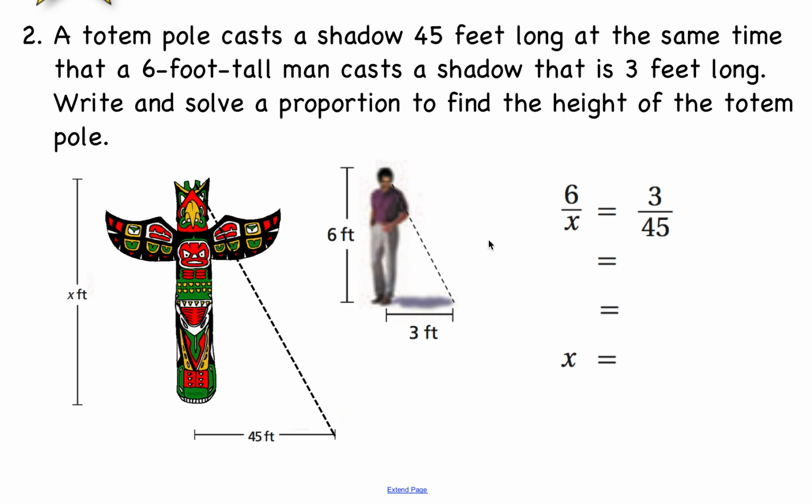Now the thing to be careful of, if we start with the height of the man on the top, then on the right hand side his shadow has to go on the top. Okay, we couldn't have this flipped over or we'd get the wrong answer. So it has to be the height of the man on top, length of the shadow of the man. Okay, so be consistent there. And then we're going to cross multiply. 3x is equal to 6 times 45. And then dividing by 3 on both sides, we get x equals 90. So x is what we were solving for. So the length of the totem pole is 90 feet.